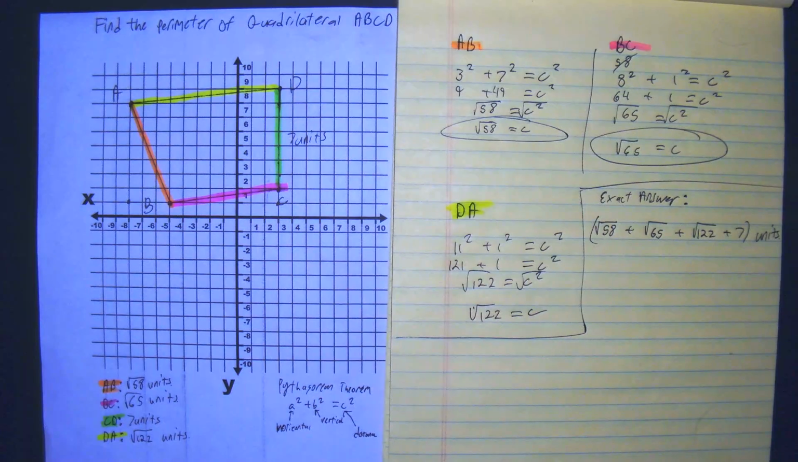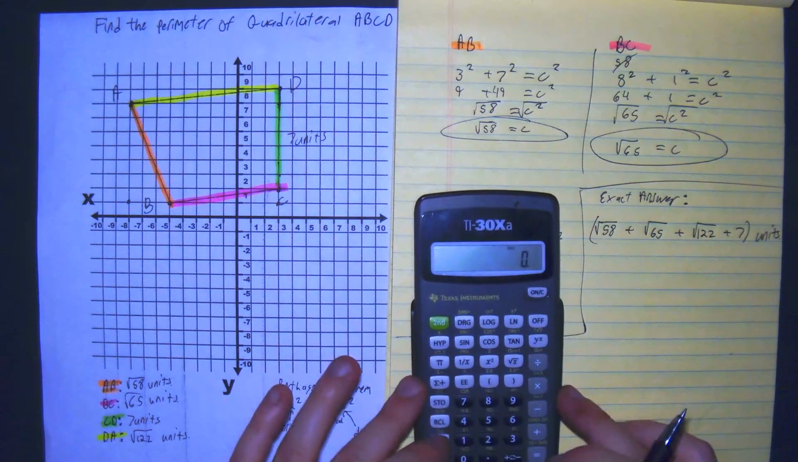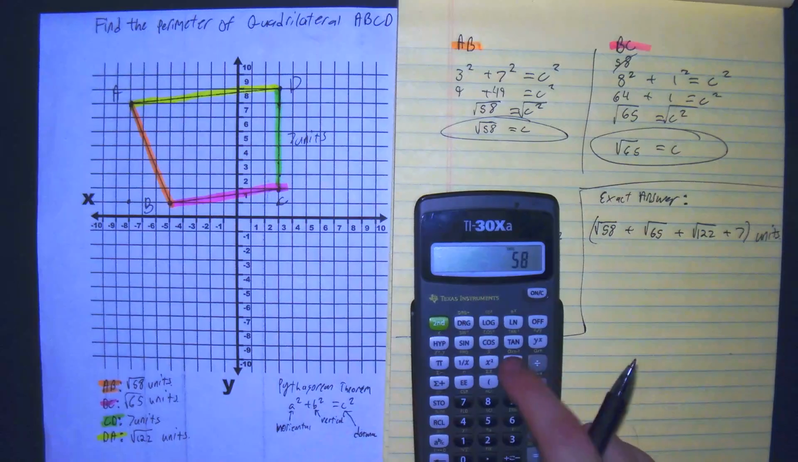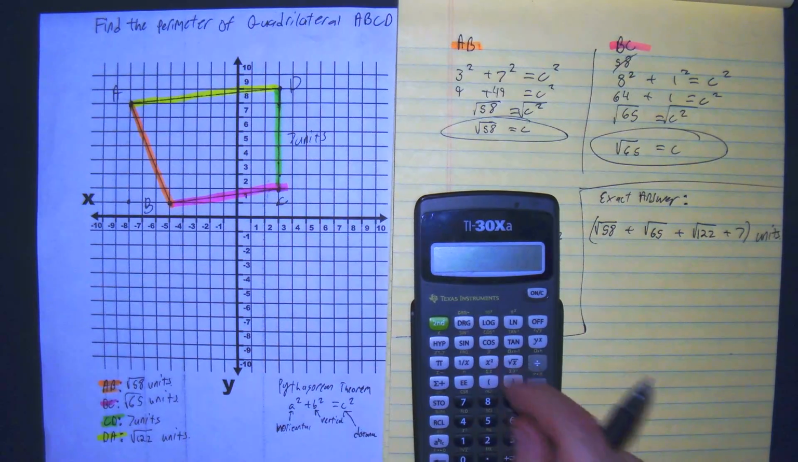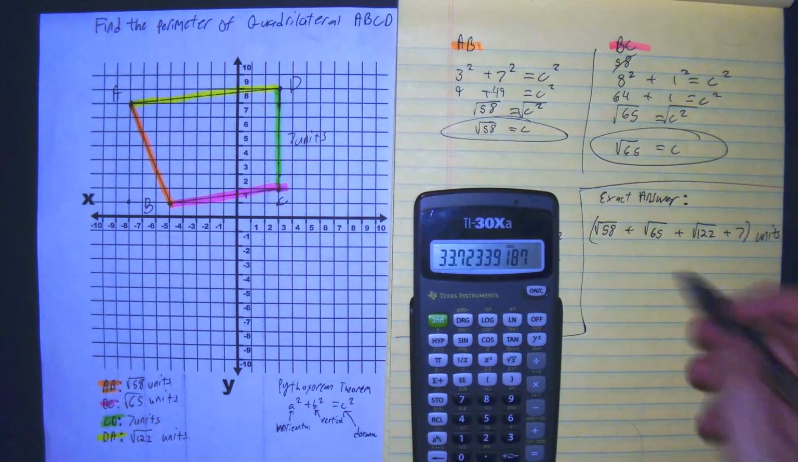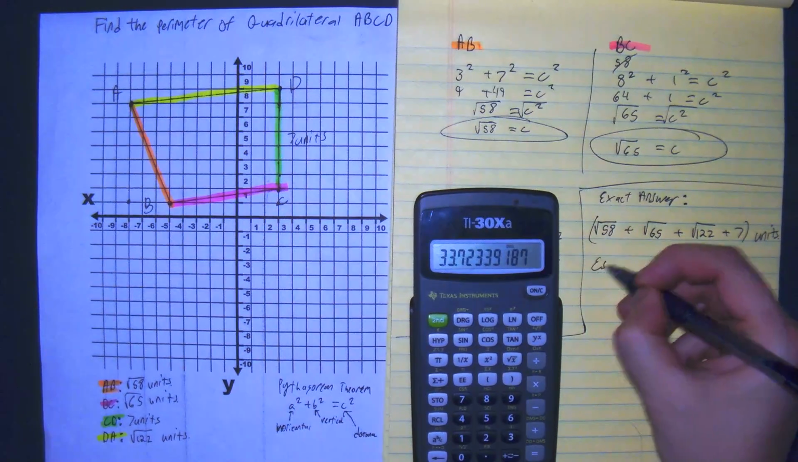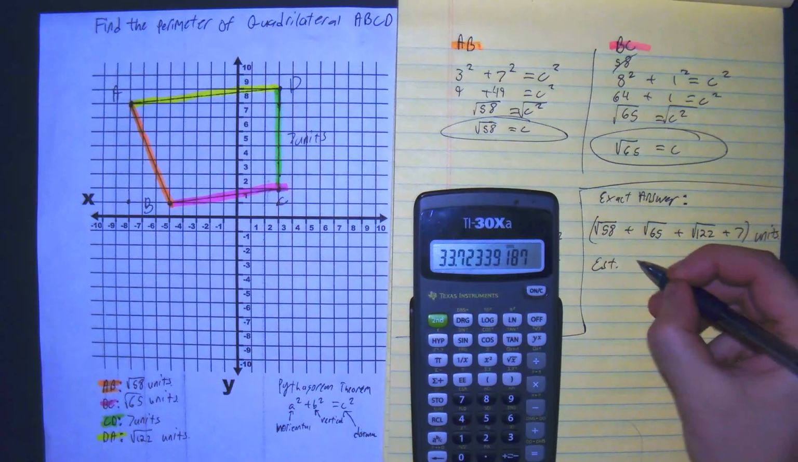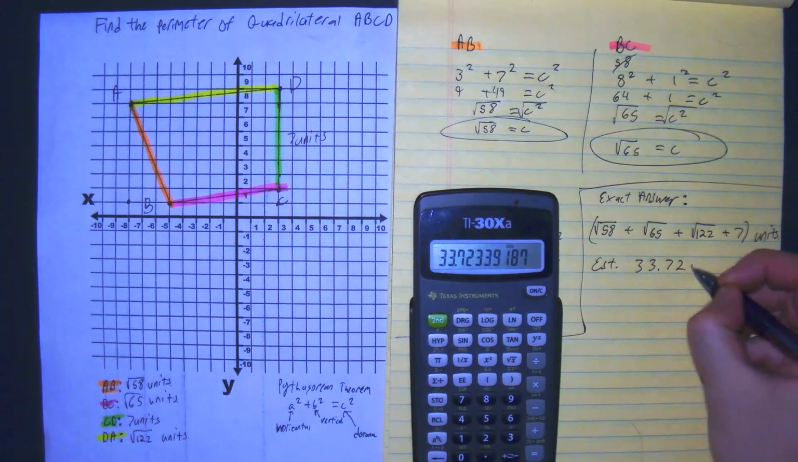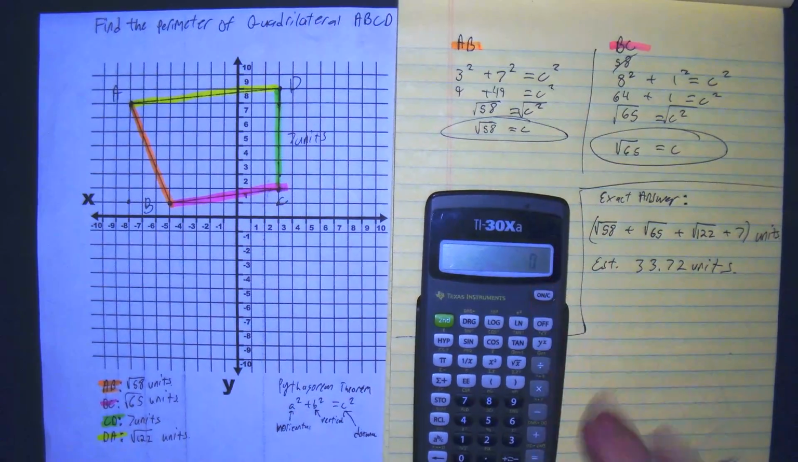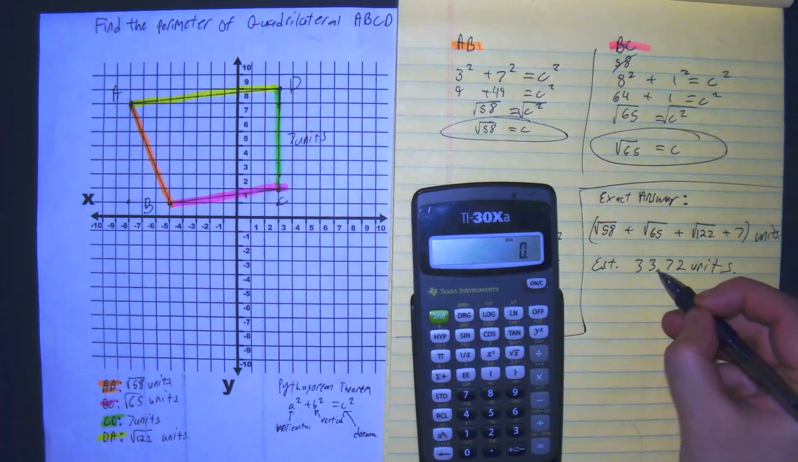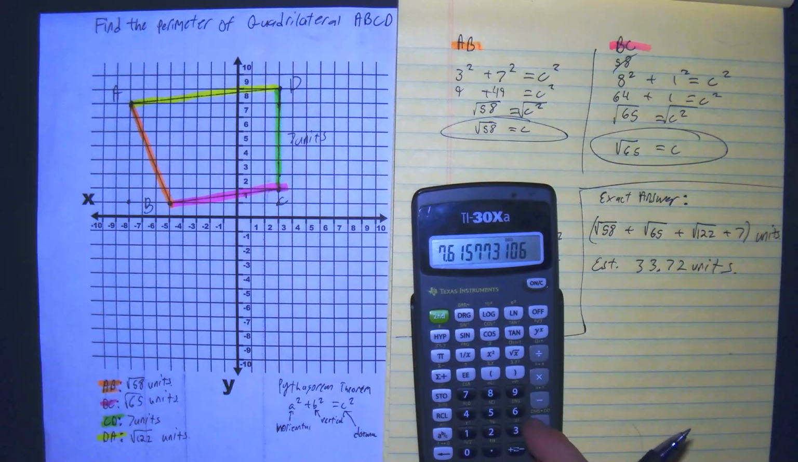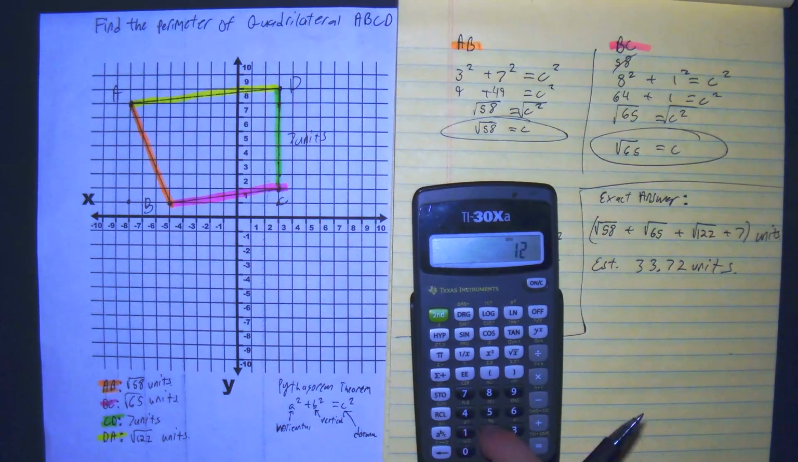Alright guys, I'm almost done. To get your estimate, we start right here: square root of 58 plus square root of 65 plus square root of 122 plus 7. And we would get roughly, as an estimate, 33.72 units. Before I conclude, I just want to check my work to see that we got it right. Square root of 58 plus square root of 65 plus square root of 122 plus 7. 33.72, it's right on the dime. There you go.